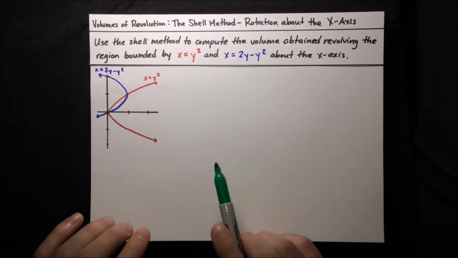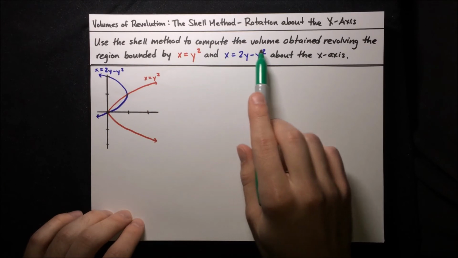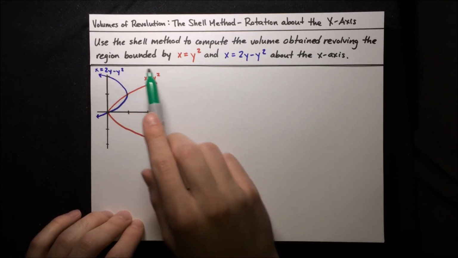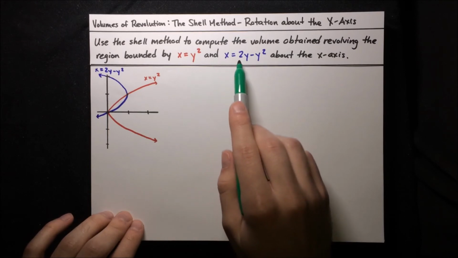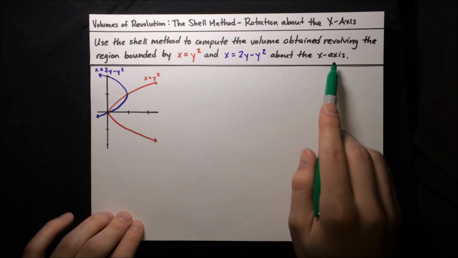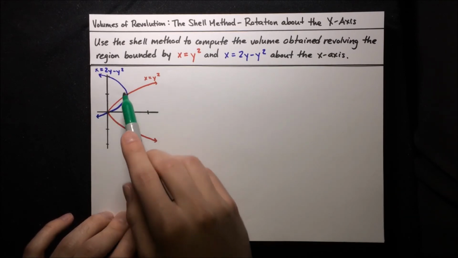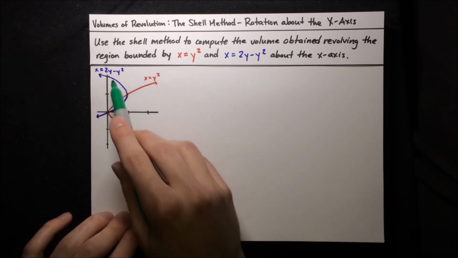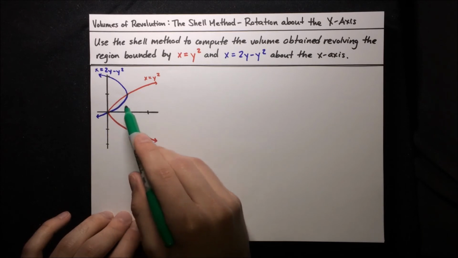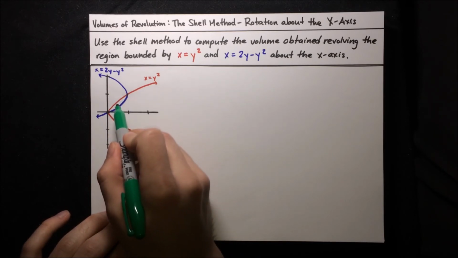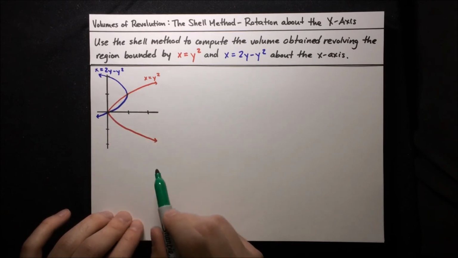Okay, so let's do one more problem. We want to use the shell method to compute the volume obtained by revolving the region bounded by x equals y squared, that same parabola, and x equals 2y minus y squared about the x-axis. All right, 2y minus y squared, that's a backwards parabola, and it's intersecting here and here, and we want to take that region right over here and rotate it around the x-axis.